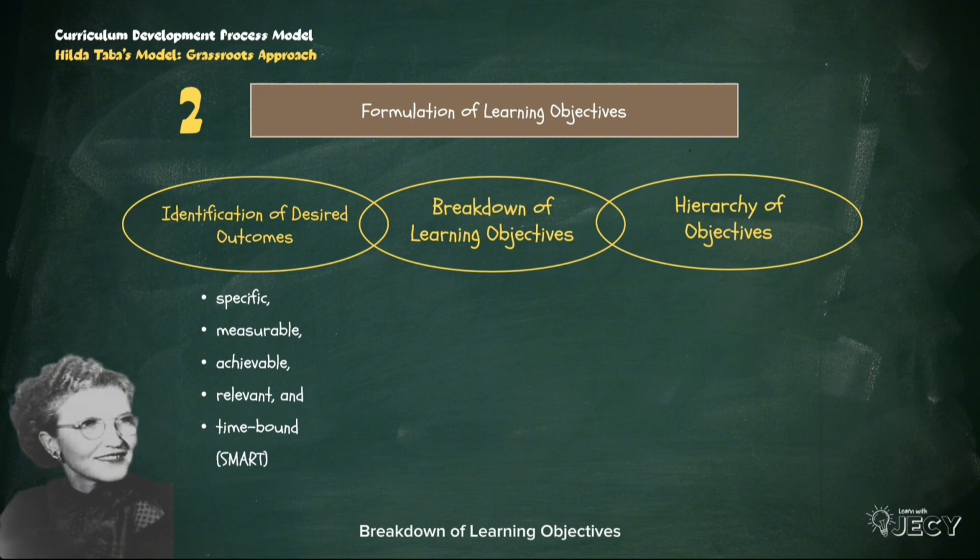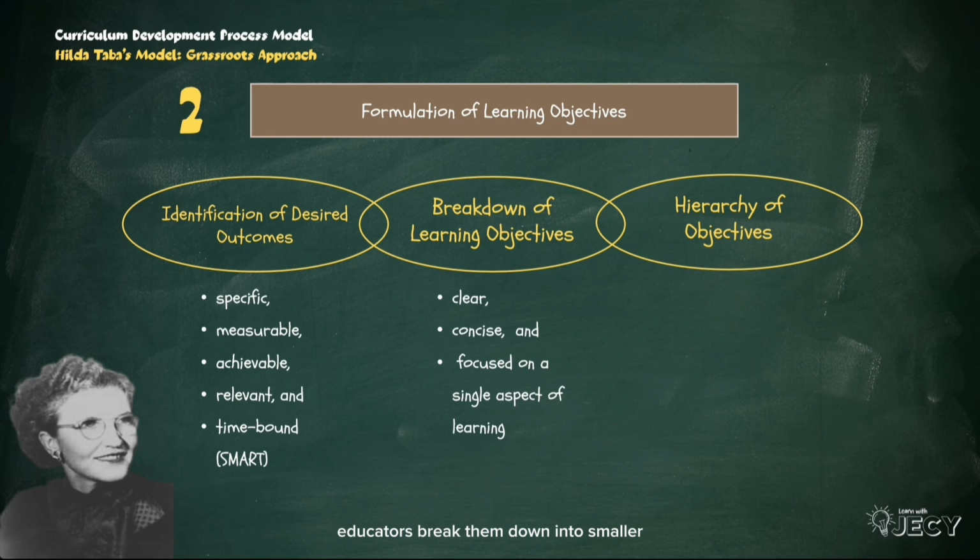Breakdown of learning objectives. Once the desired outcomes are identified, educators break them down into smaller, more manageable learning objectives. These objectives specify the knowledge, skills, and attitudes that students need to acquire to achieve the desired outcomes. Each learning objective should be clear, concise, and focused on a single aspect of learning.